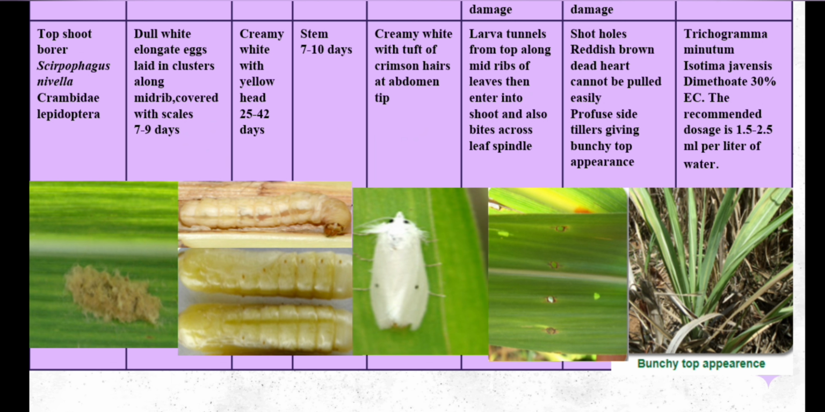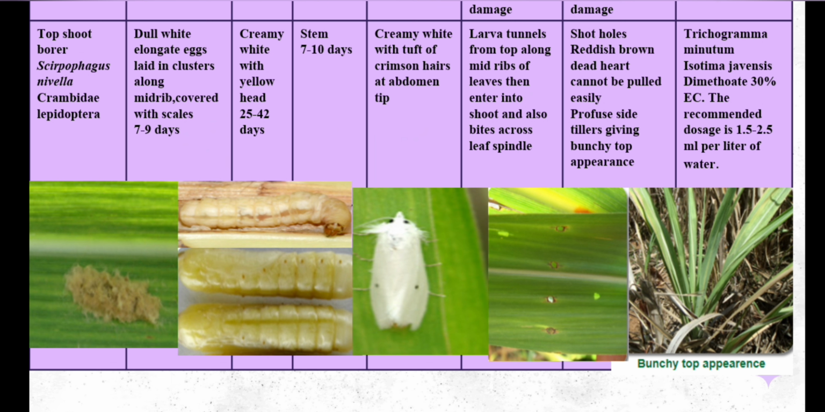Nature of damage, the larva will tunnel from the top along the midrib of the leaves, and then it will enter into the shoot and also bites across the leaf spindle. So the name itself is saying that it is a top shoot borer. The larva will bore from the top region, the apical region of the shoot. How will it bore? It will first enter into the midrib of the leaves. From that it will slowly enter into the leaf spindle. That means all leaves will be folded and it will be in the form of a spindle. Into that spindle it will bore, then it will slowly bore into the stem.